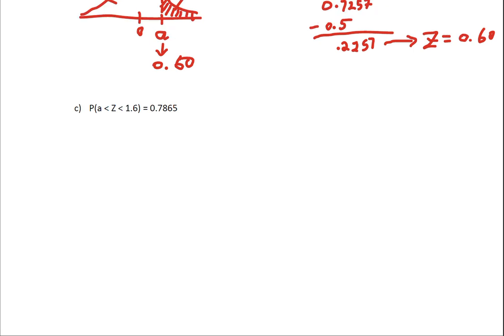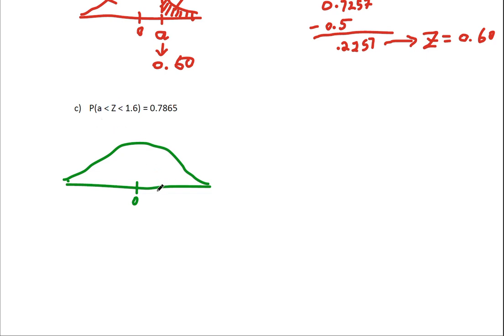Now let's look at a slightly more interesting situation. Here we're asked to find the value of A, whereby the probability that Z is greater than A but less than 1.6 is equal to 0.7865. So let us draw the curve to illustrate this area. Draw the standard normal curve. In the center of the standard normal curve is 0.